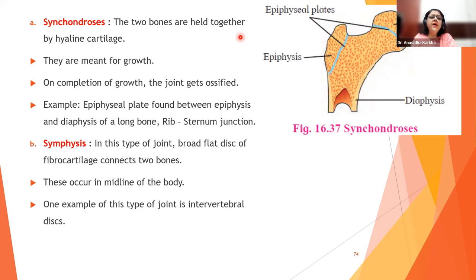But what is this epiphyseal plate found between the epiphysis and diaphysis of the long bone? So see, in this diagram, they have shown it very nicely. These are the long bones, you can see. Here they are showing the epiphysis. Here they are showing the diaphysis.